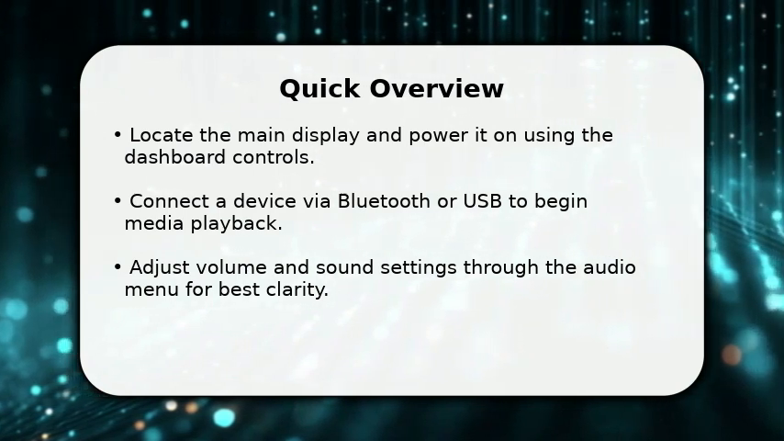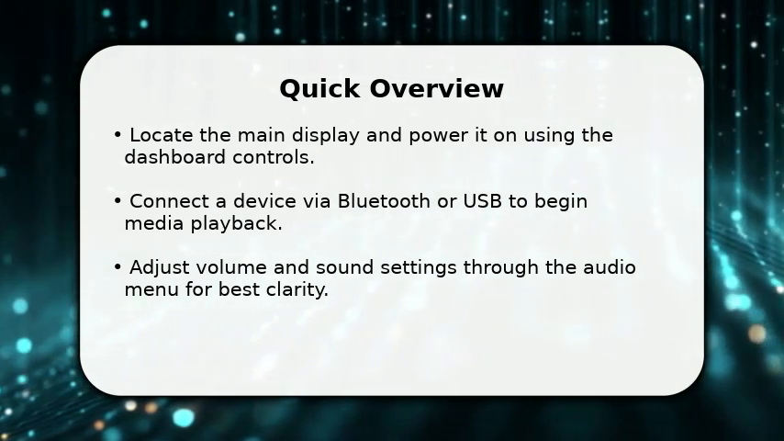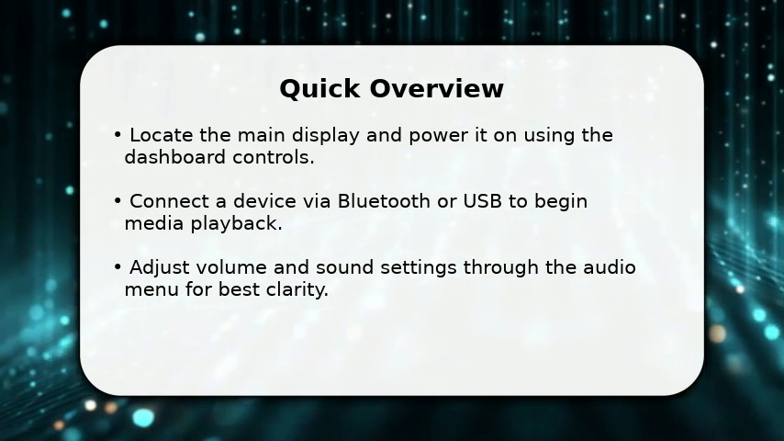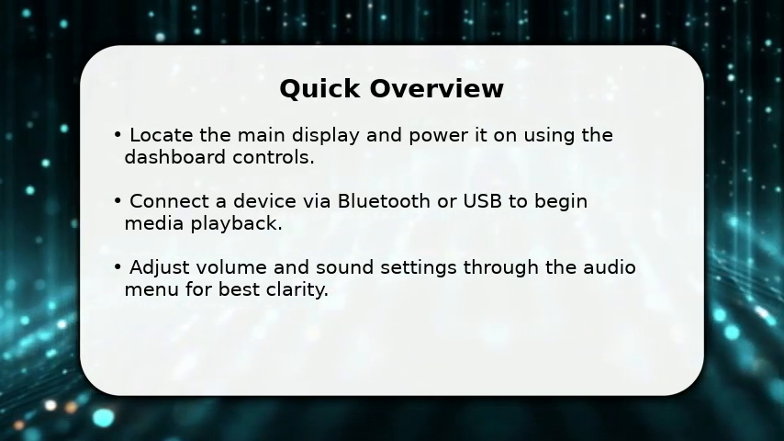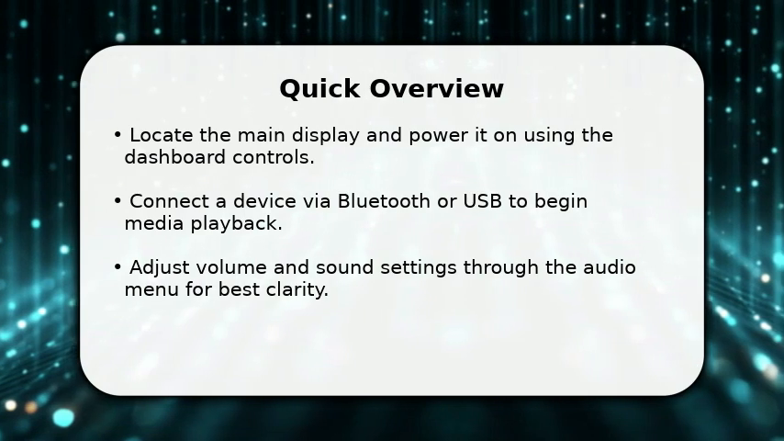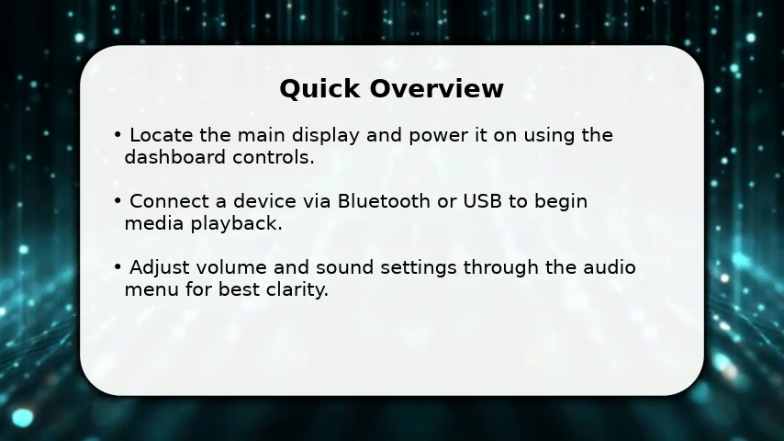Pair your phone via Bluetooth from the phone menu and confirm the code. Plug in a USB drive to play saved music and videos. Use the audio menu to select presets and fine-tune bass and treble for comfort.